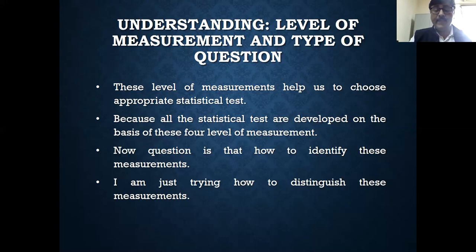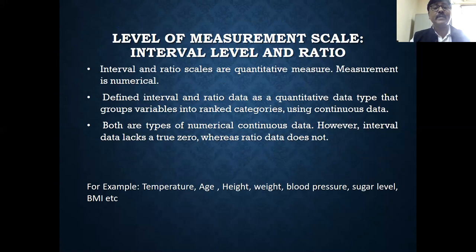So here, first, these are the levels of measurement scale. First are the interval scale and ratio scale. So what actually are the interval and ratio scales? Interval and ratio scales are quantitative measures, and these generally use numbers. For example, I have given temperature, age, height.